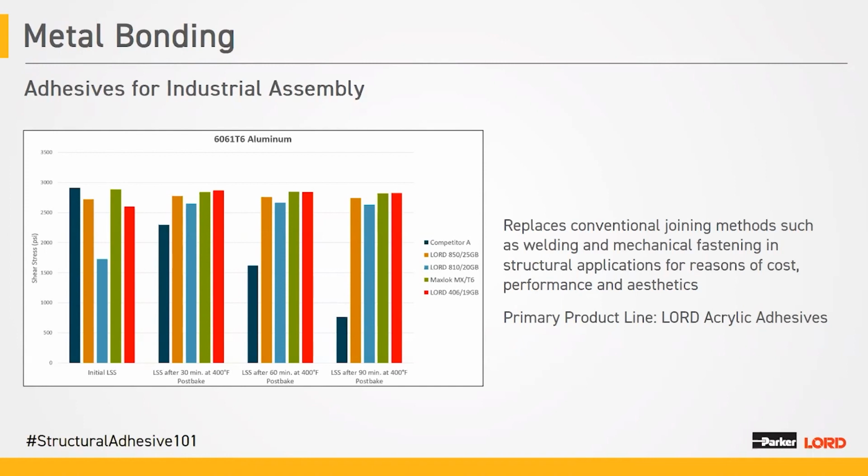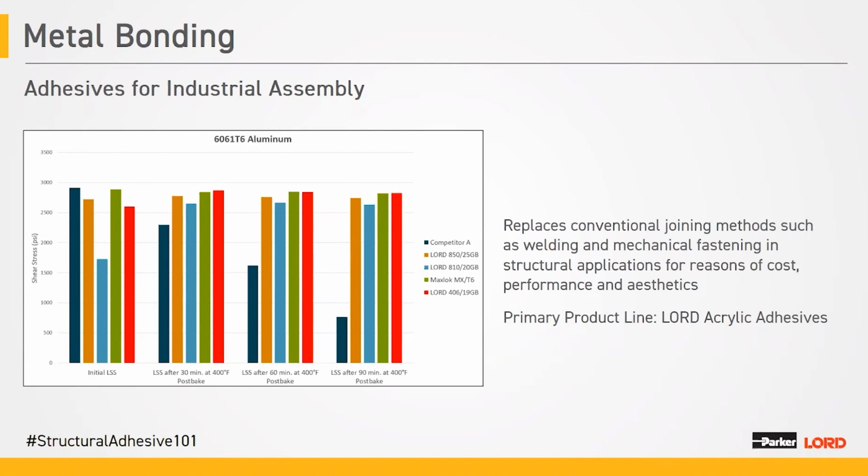So in this first slide, I'd like to talk a little bit about metal bonding. Lord Corporation helped design and implement some of the very first solutions for bonding metals with adhesives. And what we've come to do is really replace conventional joining methods such as welding or mechanical fastening, rivets, screws, etc., where the structural adhesives offer performance improvements in terms of cost or aesthetics. And certainly the performance improvements are a big category as well.